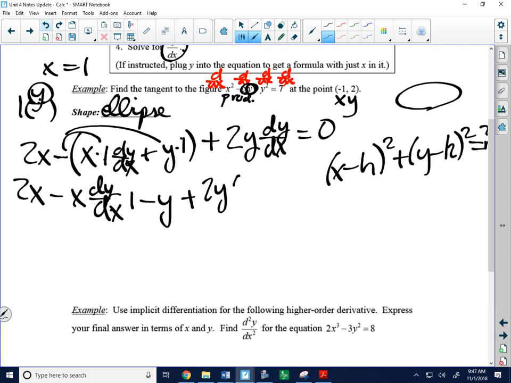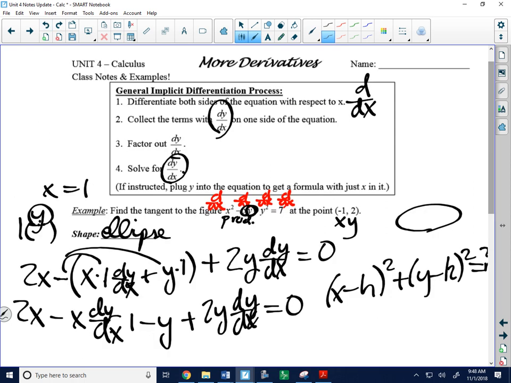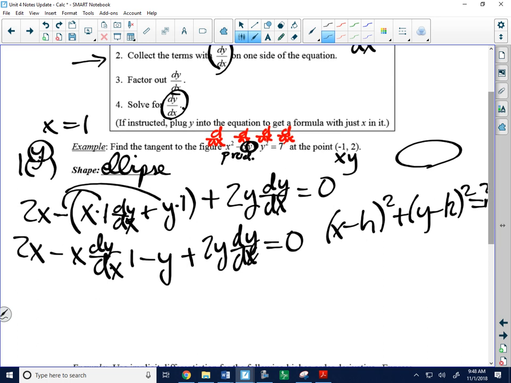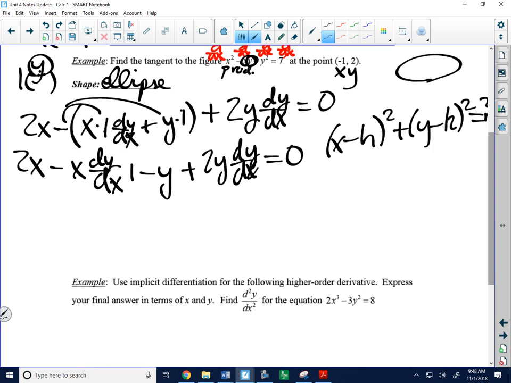Okay, let me rewrite this. Plus 2y dy/dx equals 0. So on this one, notice there are 2 dy/dx's. So that's why I'm on to step 2. I'm going to get all the dy/dx terms on one side, everything else on the other side, factor, and then I'll get my dy/dx. Where'd you get that 1 after the dy/dx? This one? Yeah. Oh, that was part of my plus. I was starting to write plus, and then I was like, wait, take it back. I distributed the negative. So, thank you. I should get rid of that.